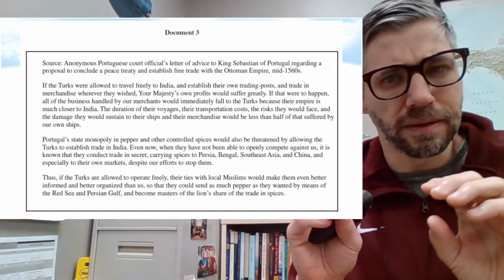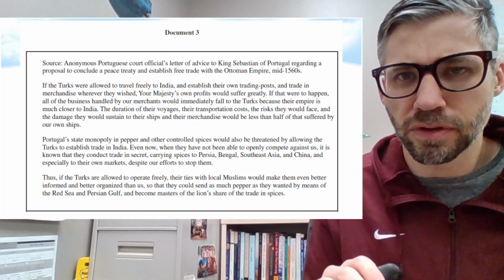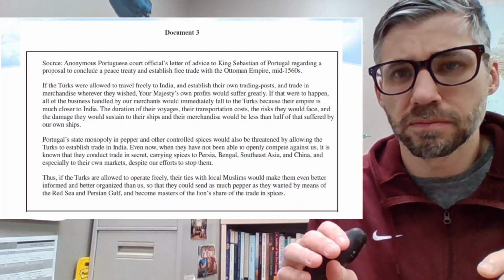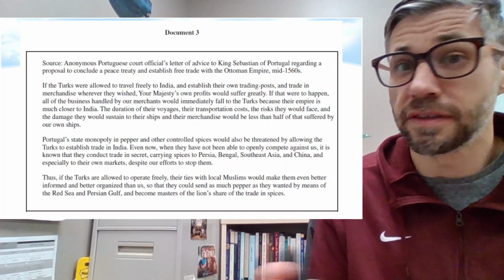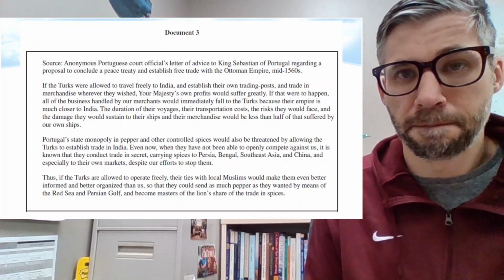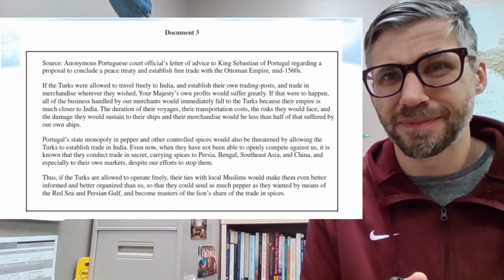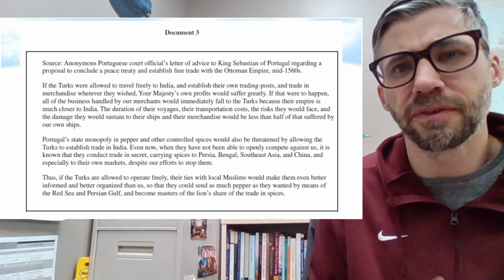So what are we seeing? To what extent are the Portuguese transforming trade in the Indian Ocean region? How are things different or similar to how things had gone in the past? What has the arrival of the Portuguese done here? Is this telling a similar story to Docs 1 and 2? Or is it telling a different kind of story or a different part of the answer?